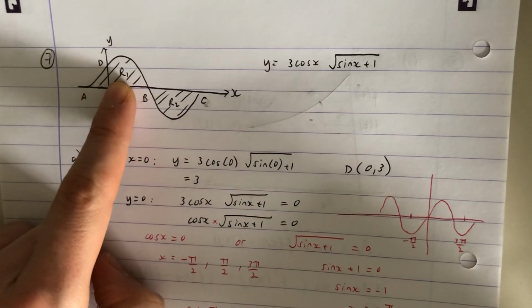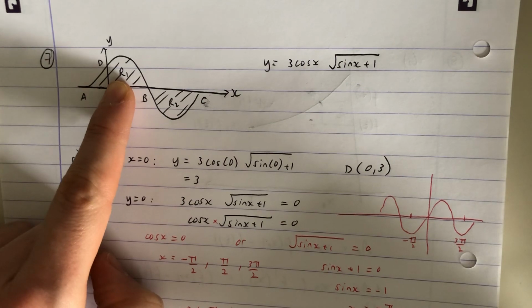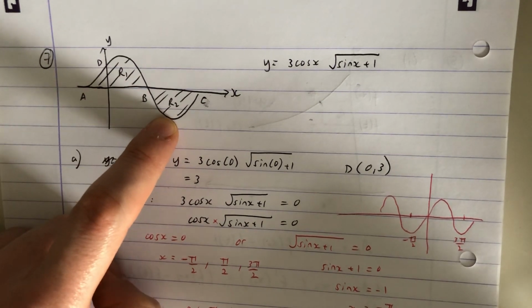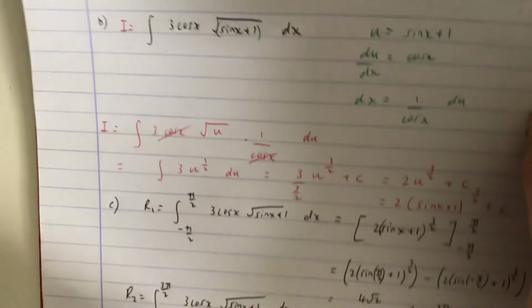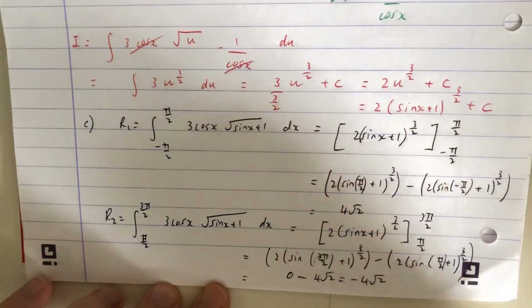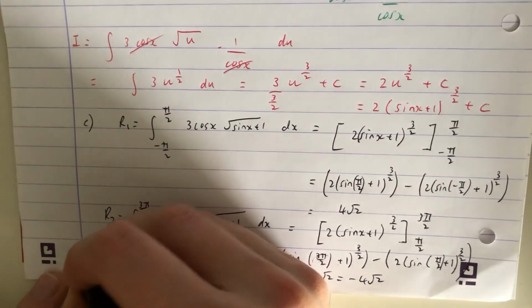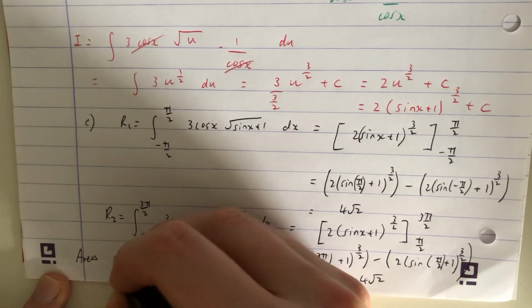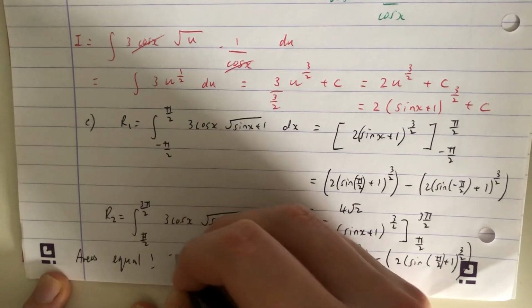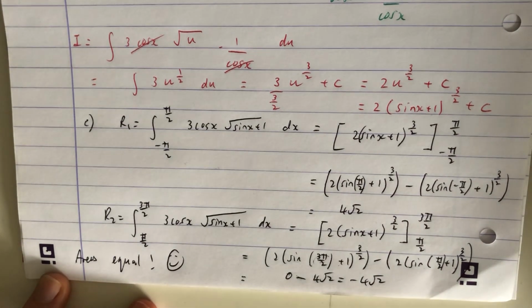So the area above is plus 4 root 2. The area below is minus 4 root 2. Therefore, the areas are equal. So, areas equal as required. And that would be it.